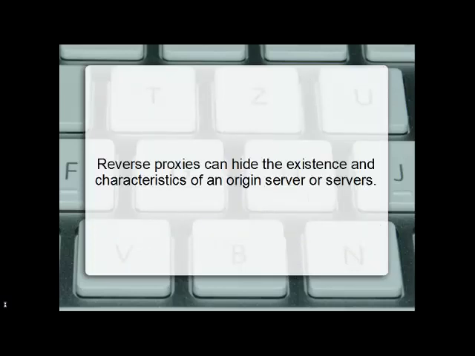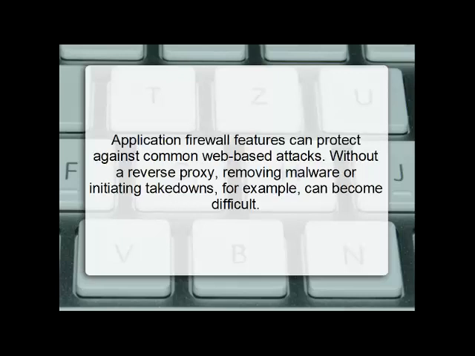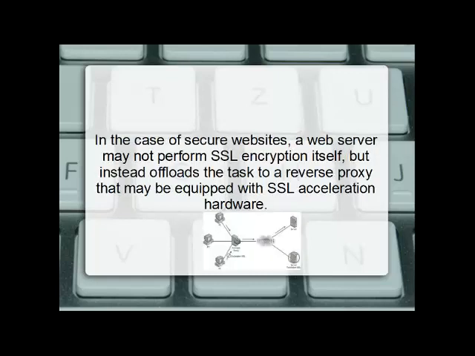Uses of reverse proxies. Reverse proxies can hide the existence and characteristics of an origin server or servers. Application firewall features can protect against common web-based attacks. Without a reverse proxy, removing malware and initiating takedowns, for example, can become difficult. In the case of a secure website, a web server may not perform SSL encryption itself, but instead offload the task to a reverse proxy that may be equipped with SSL acceleration hardware.